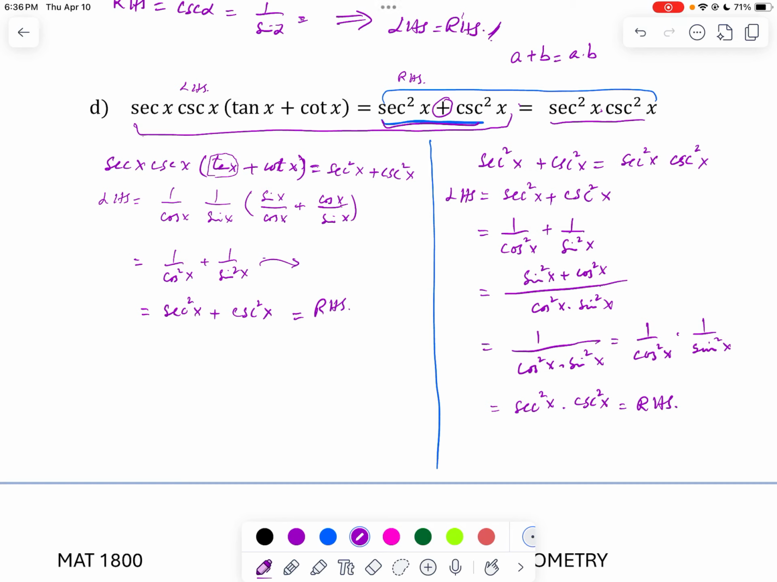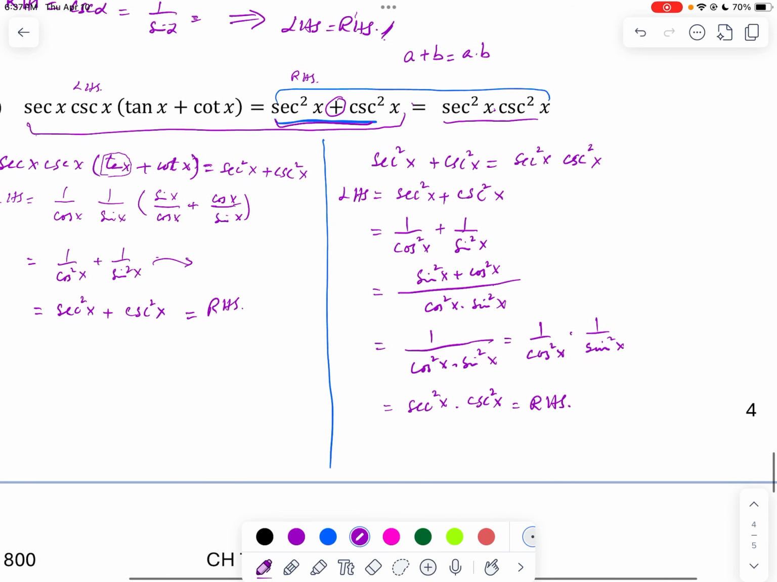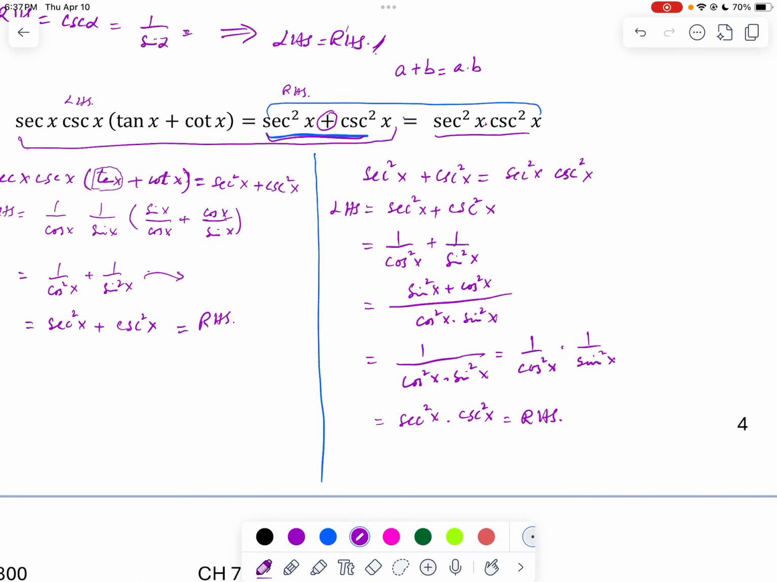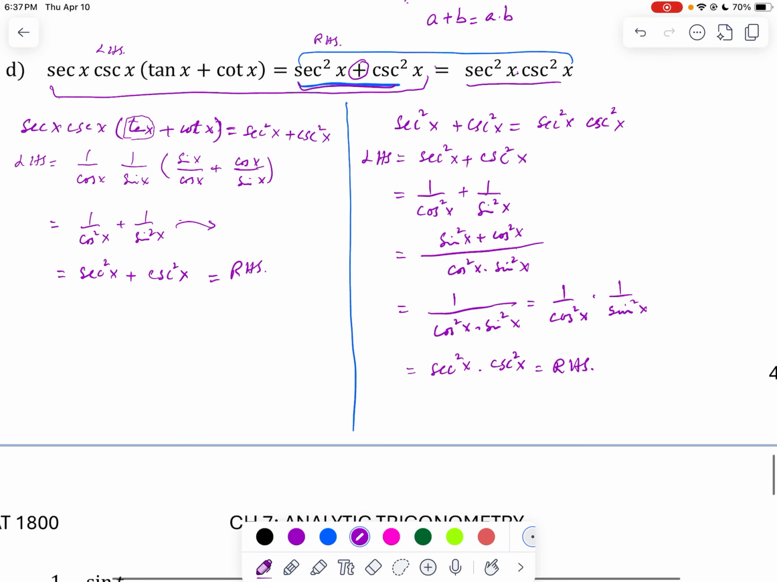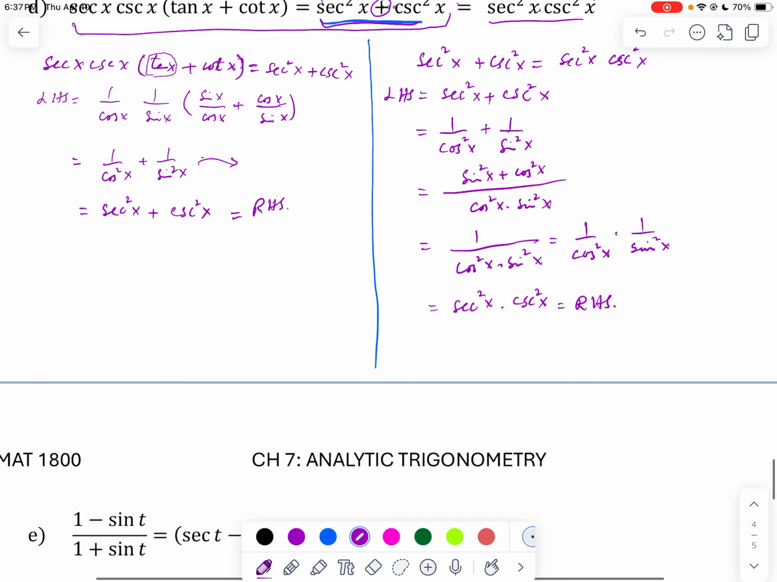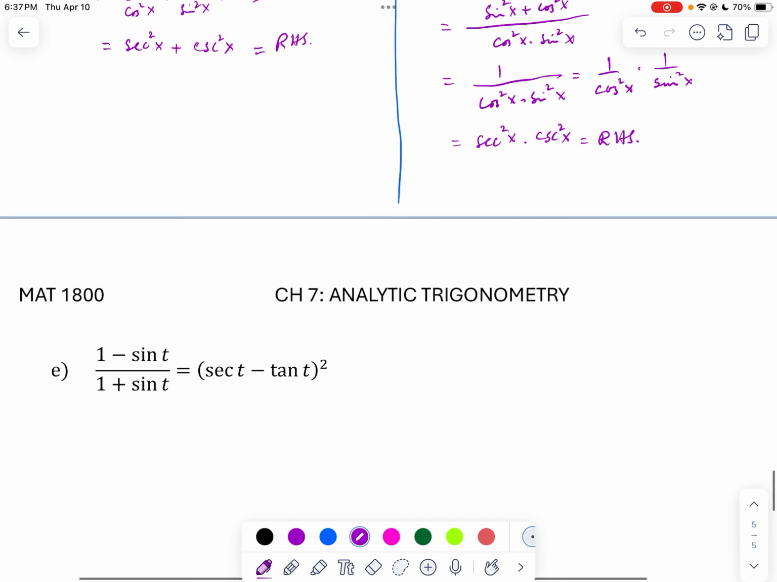So this is how we work with verifying the identity. So note here, I did not subtract something from both sides, did not divide both sides by something, or did not add some quantity to both sides. We work with one side at one time, and we can use any identities that we have in order to make our things simple, and that's how it goes. Okay, I would again like you guys to work with this next one.